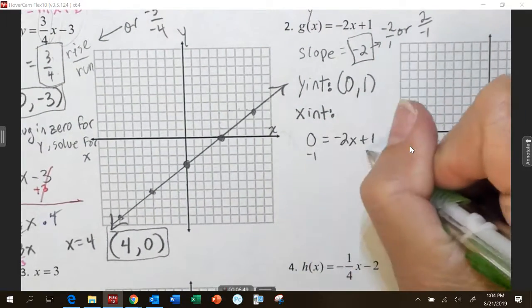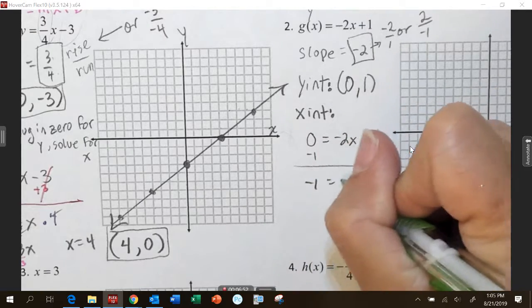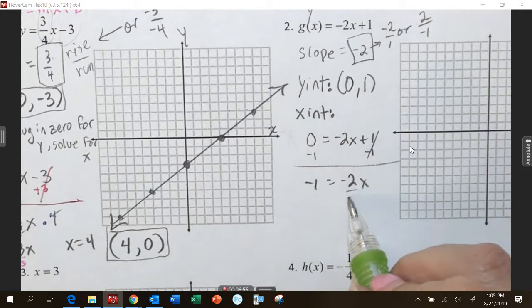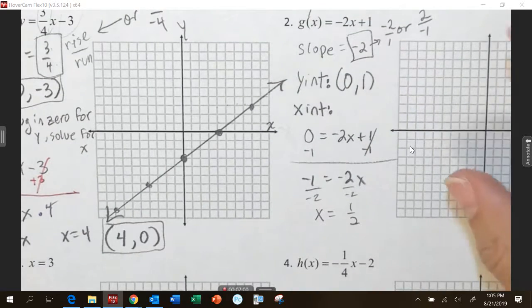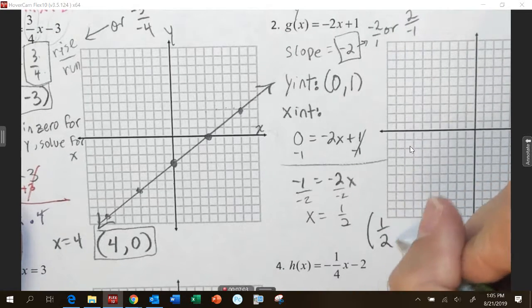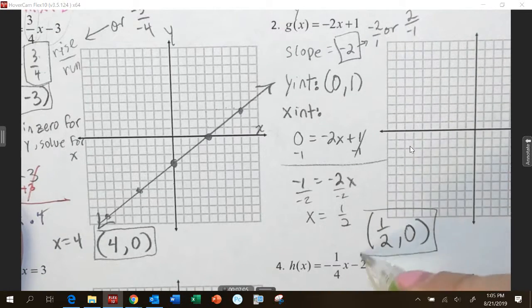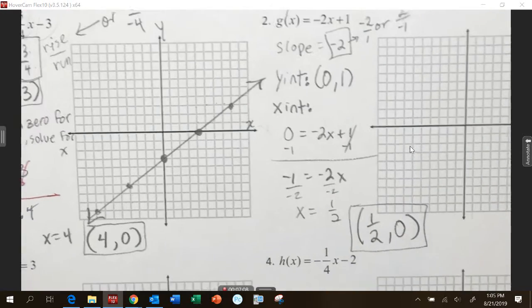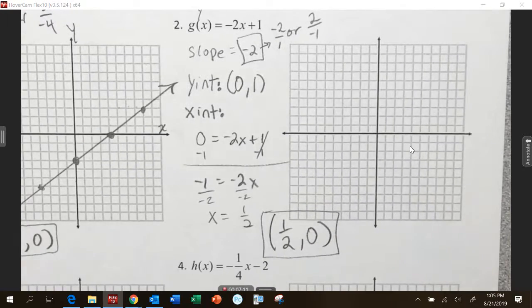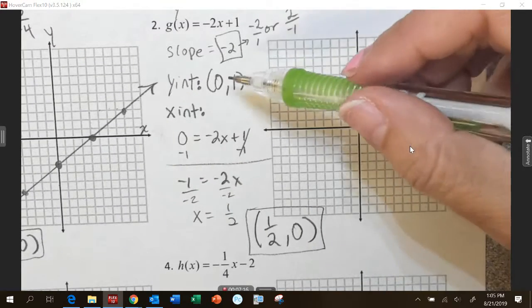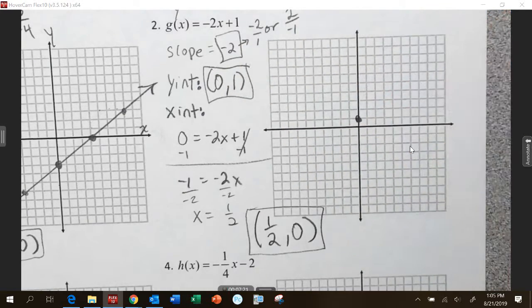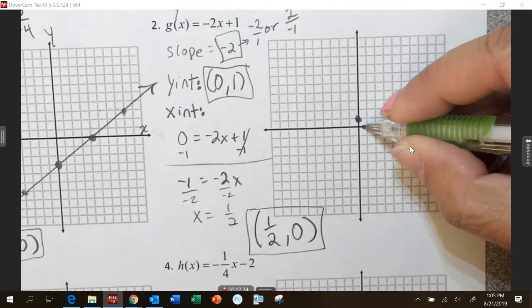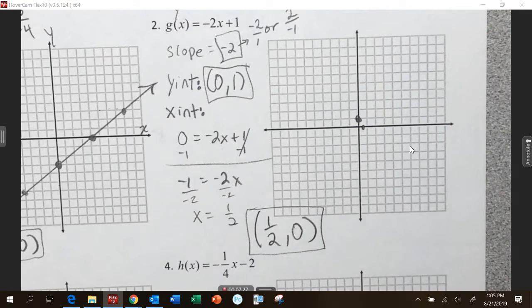Alright, so we're going to subtract 1. So those cancel out. And then divide by negative 2. It's going to be positive 1/2. So we write 1/2, comma, 0 for our intercept. We go to our graph, and the y-intercept at 0, 1, I can plot that on the y-axis. The x-intercept at 1/2, 0, I can plot it, but that one's not going to be as accurate, because, you know.